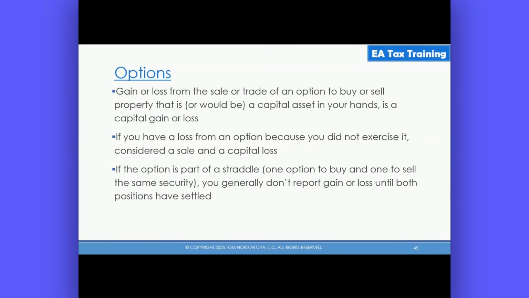If you have a loss from an option because you did not exercise it, then that is considered a sale and a capital loss. So let's say, for example, you buy an option to buy a stock. Let's say the stock today is selling for $20. You think the price of the stock is going to go up. So you buy an option to buy that stock 3 months from now for $21. And you are hoping that 3 months from now, the stock is going to be worth more than $21.